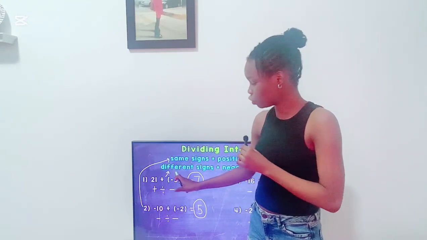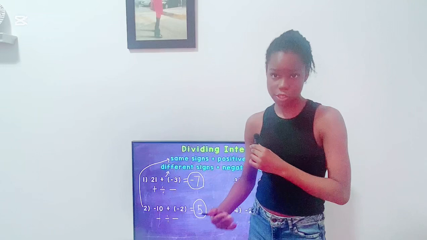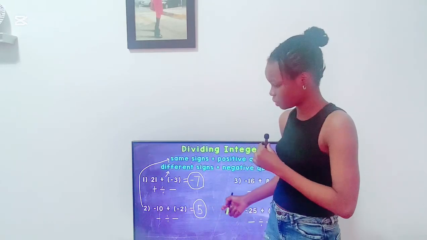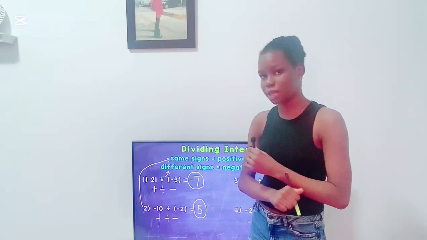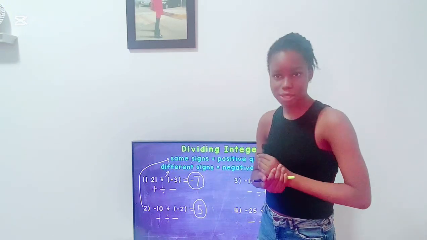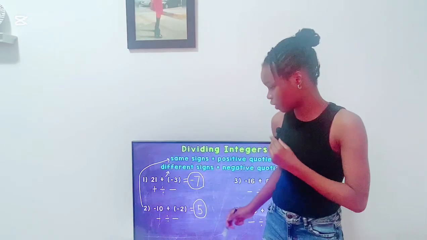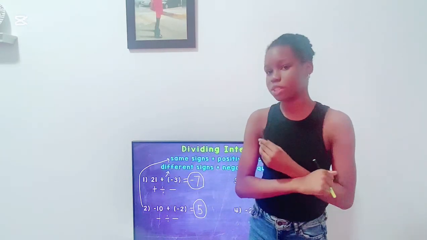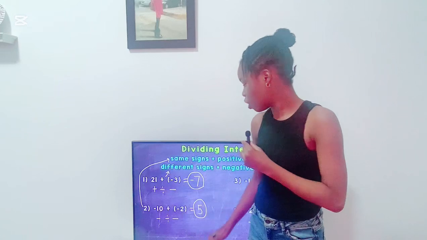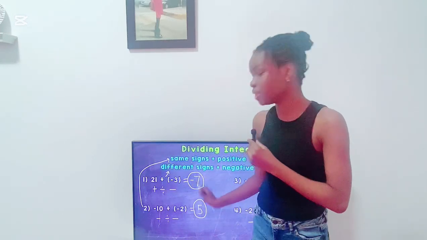Remember, we do our normal division. You know how to do our normal division, right? And then whatever product we get, like 7, we don't just write 7 on its own because that means it's a positive, and it's obviously not a positive because remember, these are different signs. So we're going to read it as a negative.